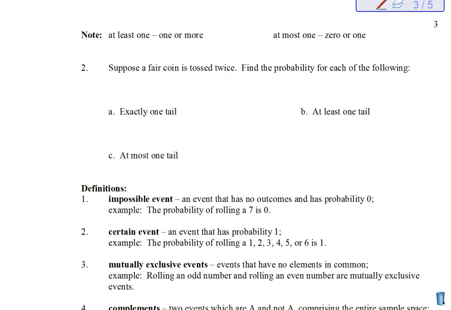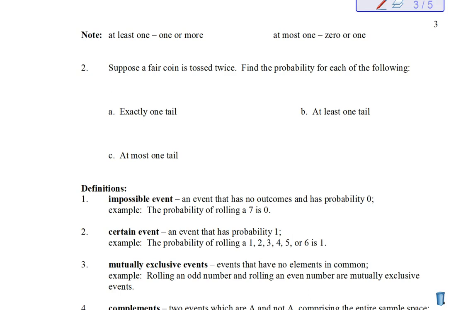If I need at least 3 of you to help me, that's 3 or more. If I say, hey, I can only feed at most 5 of you, that means 5 or less. And so they have to really understand that terminology of at least and at most. So we're going to apply that to our next example. Number 2, suppose a fair coin is tossed twice.